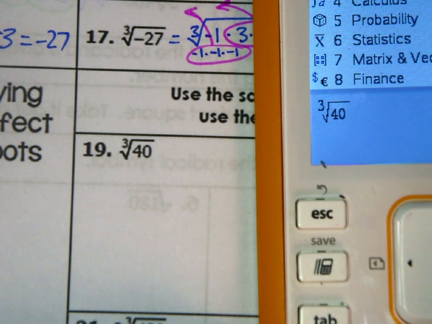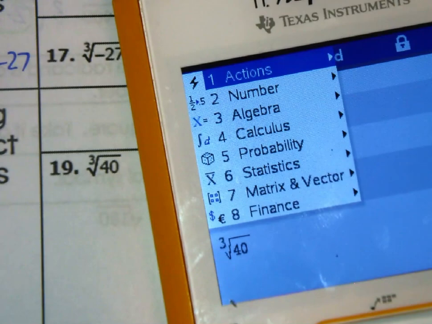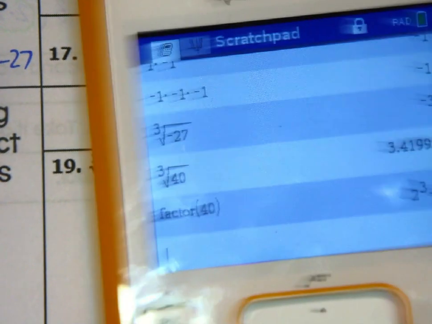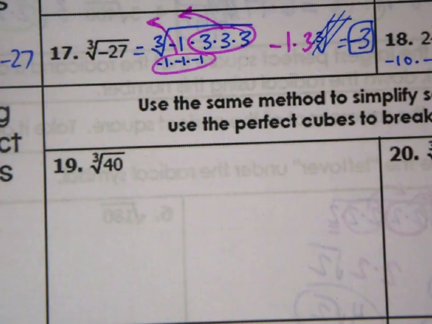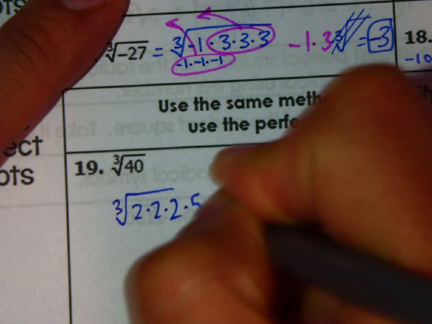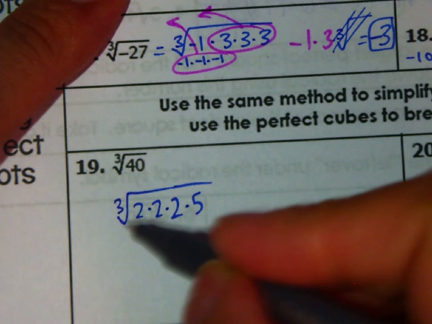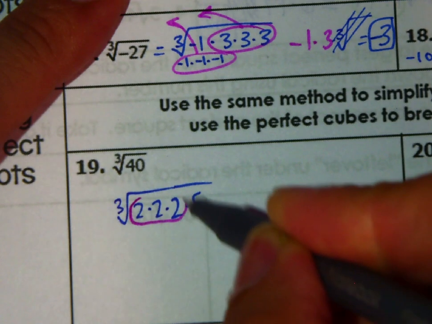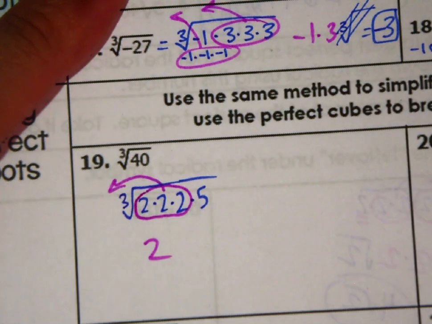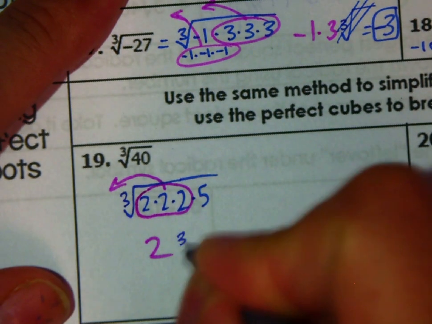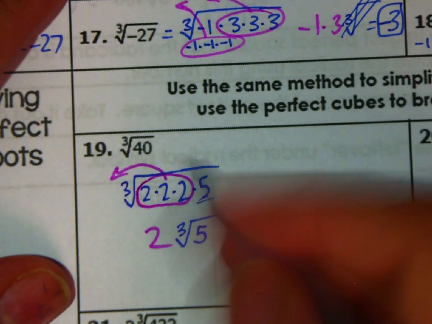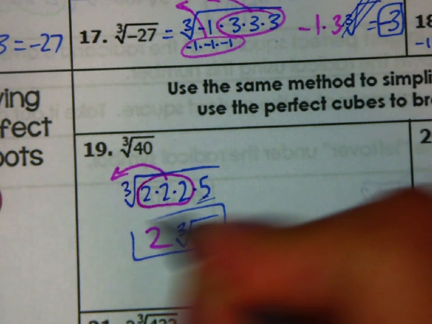We're still going to do the factors of 40. So menu, number, factor, and the factors of 40 are going to be 2 to the third power times 5. So I'm going to rewrite this as cube root of 2 to the third power times 5. And the third power means that you have 3 2's, and those are the 3 that we're going to circle and take out because we're doing cube roots. So you end up with 2 on the outside as a coefficient, and then the cube root of the number that's left behind, so that's 5. There's nothing else to multiply back together, so this is your answer.